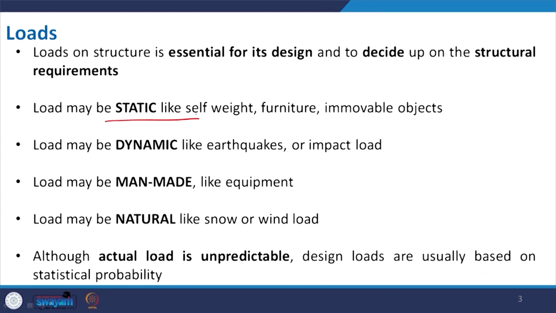The load may be static. Static means it will not change over time. The other may be dynamic. Static load includes the self weight of the structure. Suppose a building is made with concrete, brick, steel, so it will stand like this. That is static. Then the furniture and similar things, which will not really change their load on the structure over time. The other one is dynamic, which is subject to change with respect to time.